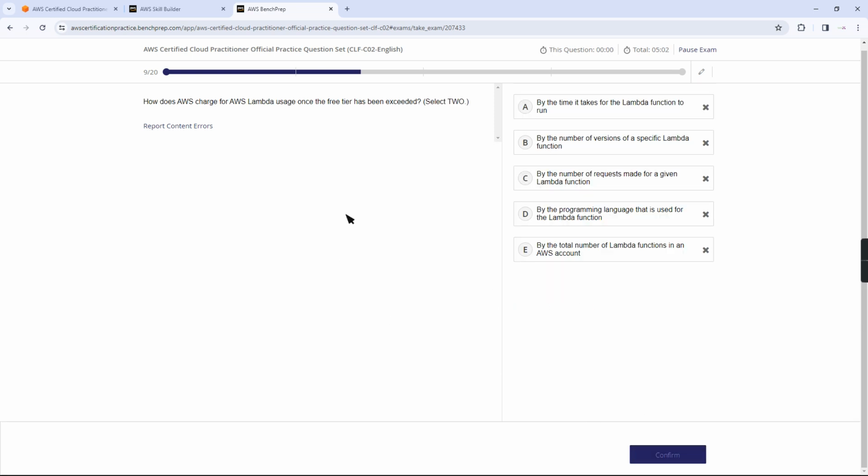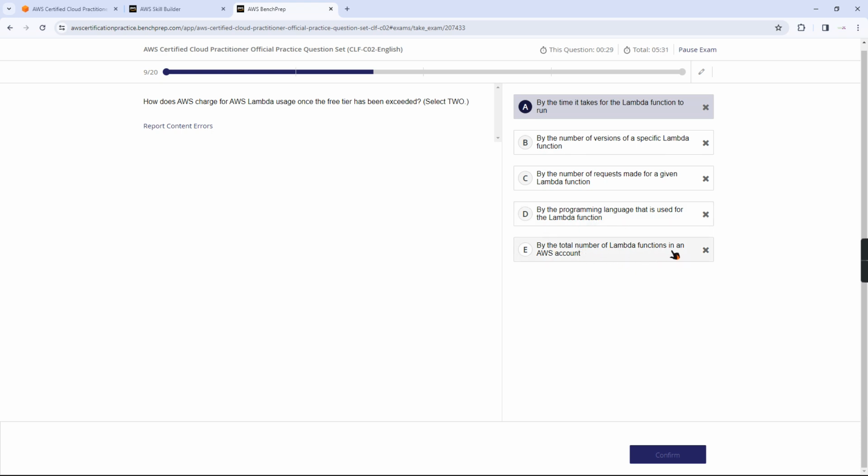So fantastic. Moving on. How does AWS charge for AWS Lambda usage once the free tier has been exceeded? By the time for the Lambda function to run, ideally a correct choice. Number of versions of a specific Lambda function, this is not going to make any changes on the cost. By the number of requests made to the Lambda function, this can be the right choice. By the programming language, no, completely no. There is no relationship between programming language and cost.